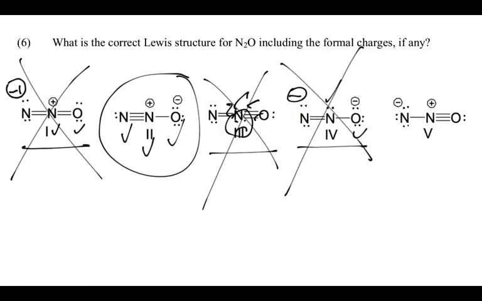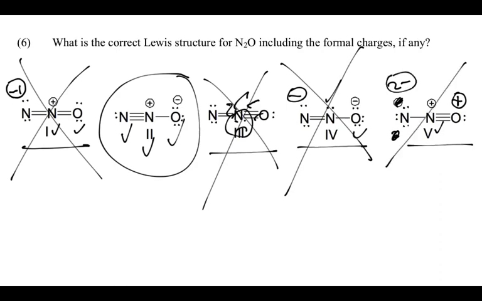The last structure, number 5. Oxygen to the right would be +1, because now that's an oxygen with 3 bonds, 1 lone pair. Nitrogen is fine. And the nitrogen on the left is also wrong because that would be 2-.